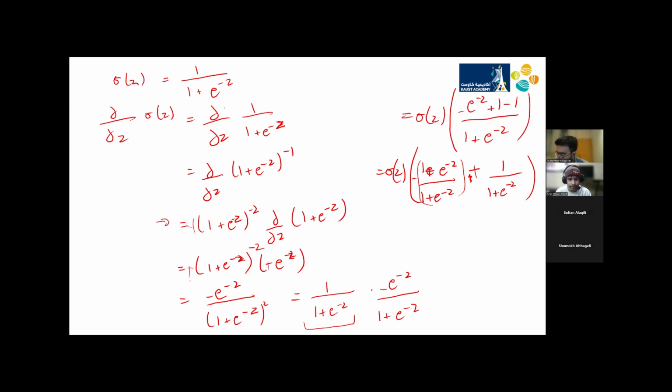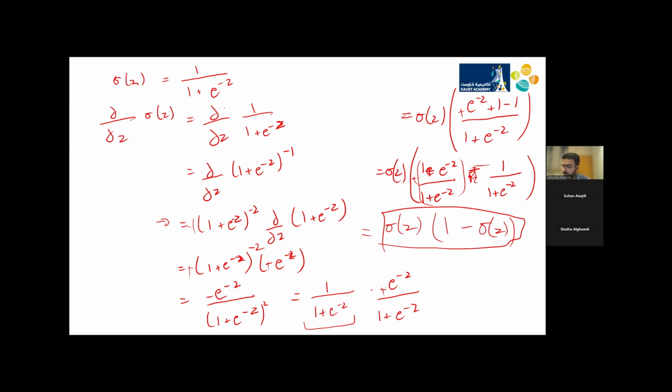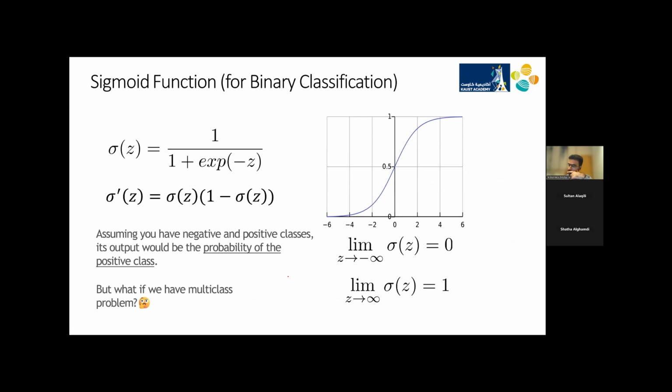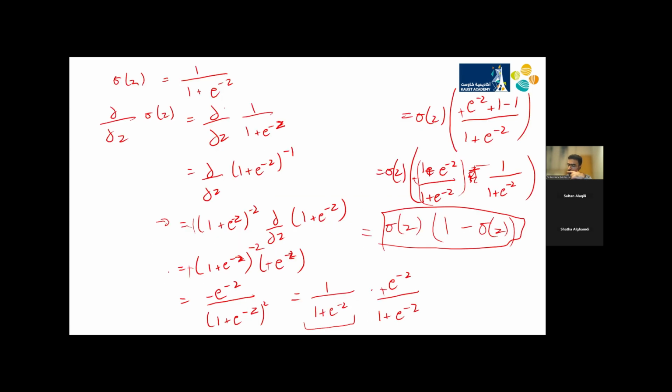So this would be positive, this would be positive, and this would be negative again. So this thing is 1, and then this thing is sigma z again. And then we got this form, right? Thank you for pointing that out. All good? All right, perfect.